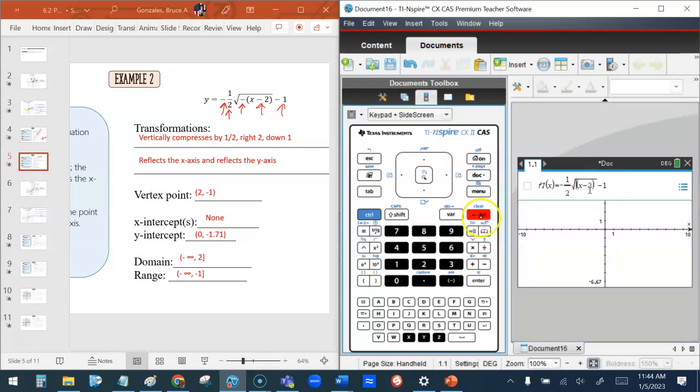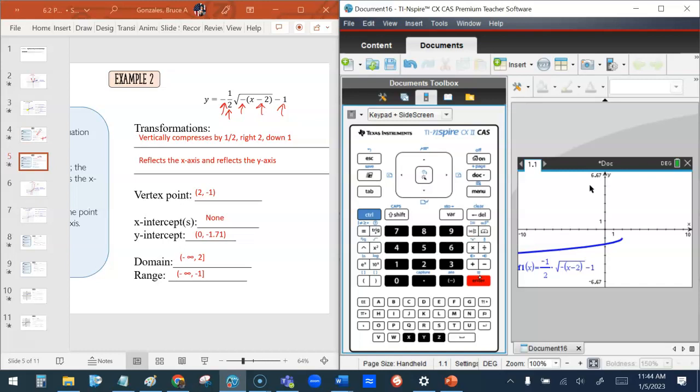And I don't know why that was there, so let's try it again. There you go. No, negative. Okay, so if you type it in correctly, you hit enter, you get that. So you asked what it looks like, and that's what it looks like. It's kind of weird. It's going the opposite direction, compressed, shifted.